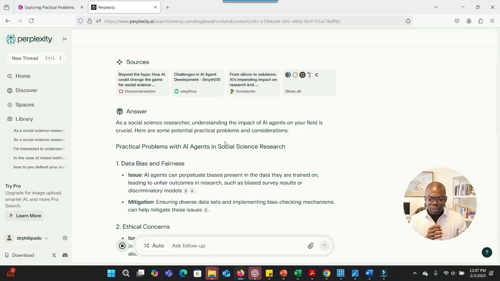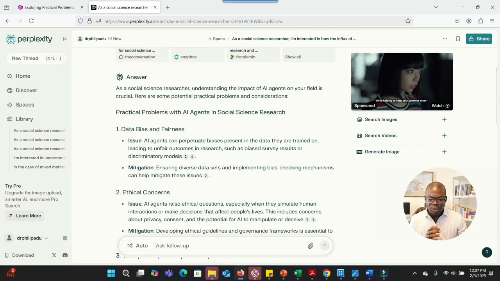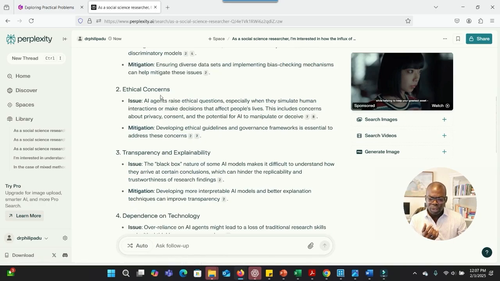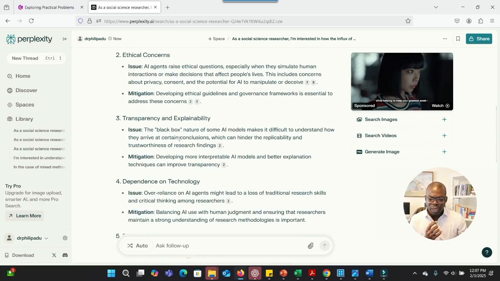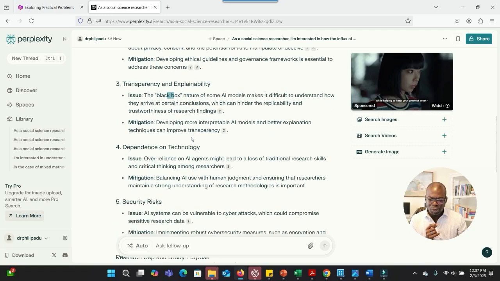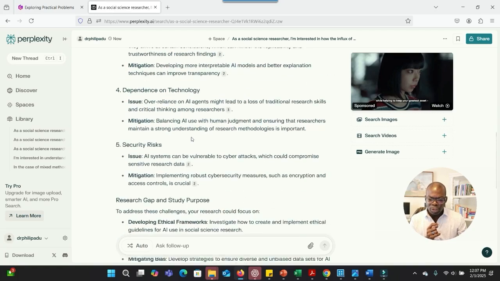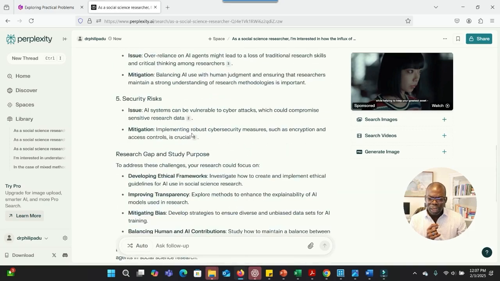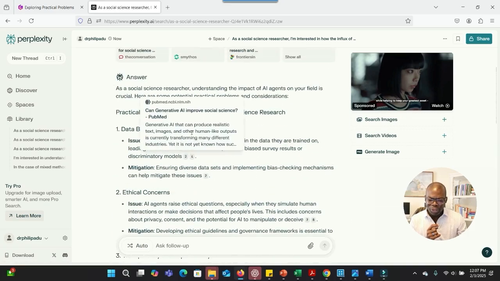So quickly, the system has provided us, as a social science, these are the things that you're going to focus on. It's similar to the one we got from ChatGPT: data, bias and fairness. And the second one is ethical concern, and transparency and explainability, right? The black box, I think that information, we also got that from ChatGPT. But this, I like this clean structure, right?